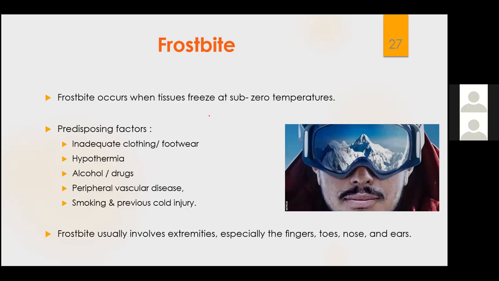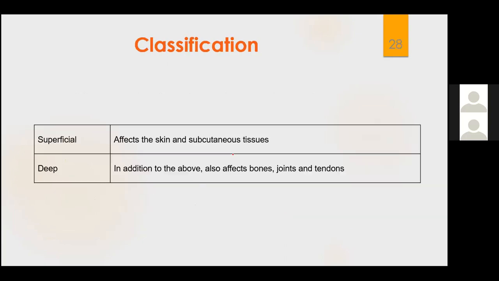And people under the influence of alcohol and drugs have a high chance of getting frostbite from the cold temperature, cold weather. And people with peripheral vascular disease have a high chance of getting frostbite as well. Smoking and previous cold injuries can also predispose patients to frostbite. Frostbite usually involves the extremities, especially the fingers, toes, nose, and the ears. It's also seen in people doing high altitude climbing.